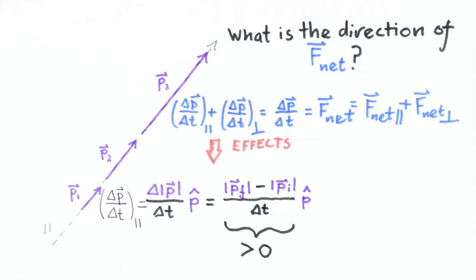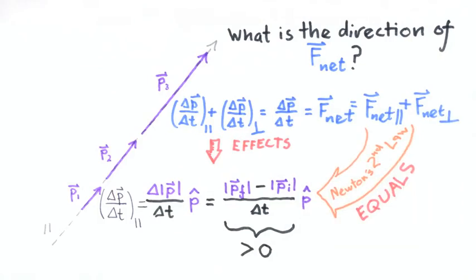When we divide this by delta t, then we still have a positive scalar that, when we multiply by p hat, we then get the vector delta p over delta t parallel pointing in the direction of the motion. This is the effect we observe. Then, by Newton's second law, this effect must be equal to the cause, a total force along the parallel direction that must also point in the same direction, the direction of the object's motion.